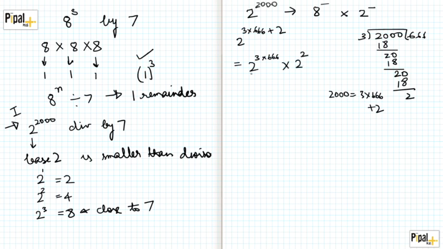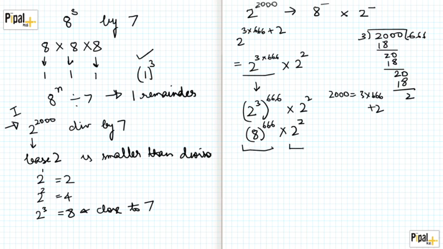Now this becomes 8 to the power something. You notice this, 2 to the power 3. So I can rewrite this as 2 cubed whole to the power 666, and I'm left with a 2 squared here. Now 2 cubed is 8, so 8 to the power 666 into 2 squared. The problem of 2 to the power 2000 leaving a remainder when divided by 7 is the same as this problem. So I split up 2 to the power 2000 into 2 parts. The first part is 8 to the power something and the second part is 4.